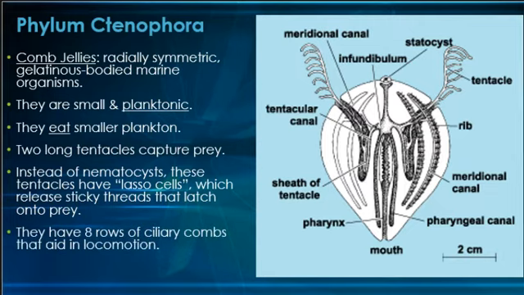They have 8 rows of ciliary combs. Those are inside right here. We're going to see some pictures of those in a minute. They aid in locomotion. Cilia, remember, are like little hairs, and they're moving back and forth. And then they're hermaphrodites. That means they reproduce sexually, but they have both male and female parts. We'll see that again in other creatures.